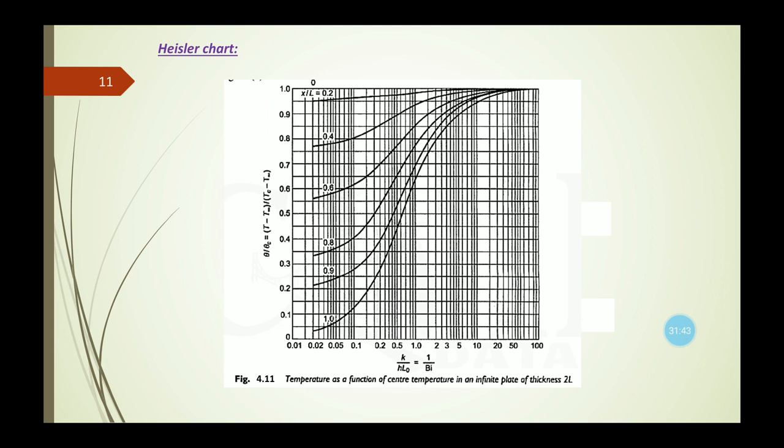and the value of x by L is given as 0.2, 0.4, 0.6. So in between 0.4 and 0.6 we can assume the x by L value of 0.5 line. When these two lines, x by L 0.5 and 1 by Biot number 6, intersect, corresponding to that in the y-axis we can get the value of the temperature function as almost 0.96 or 0.97.